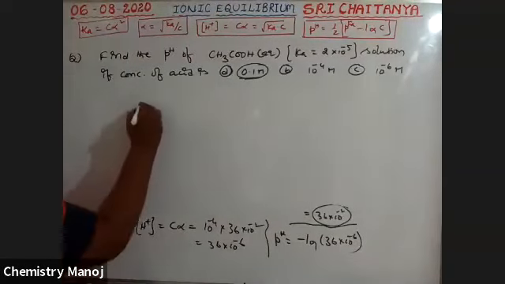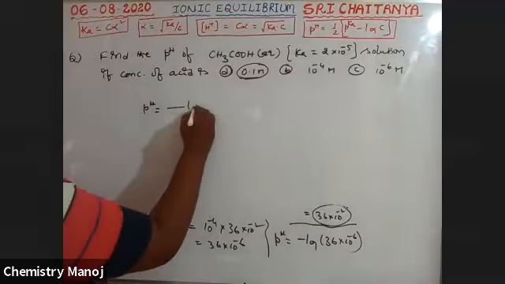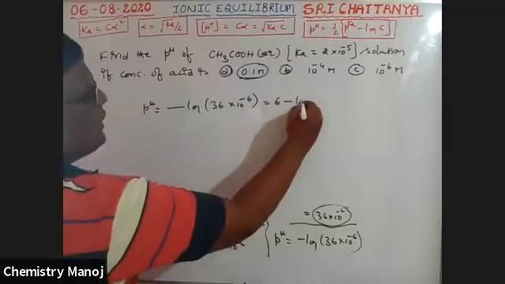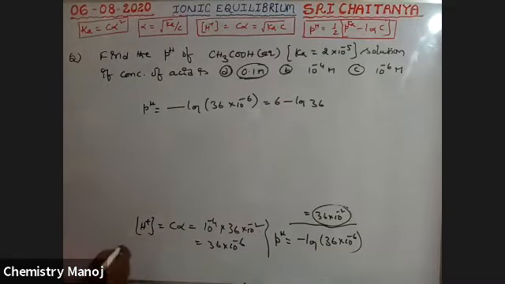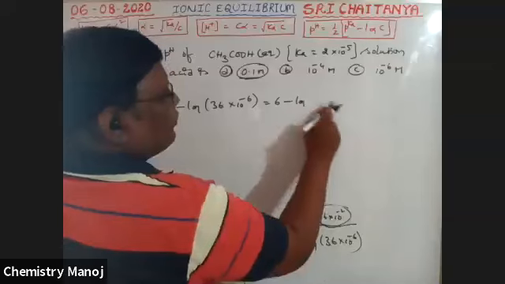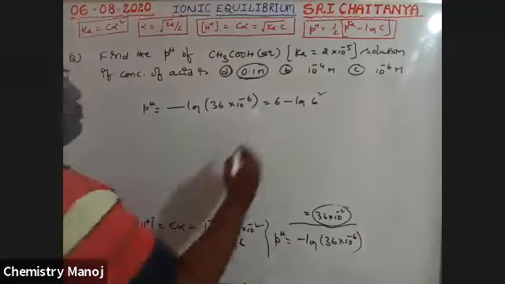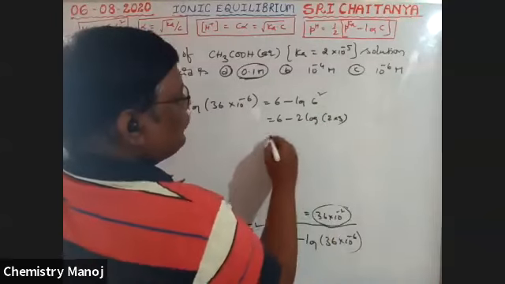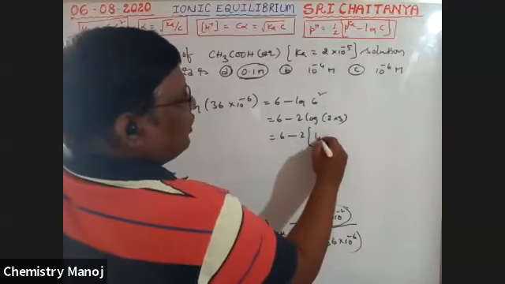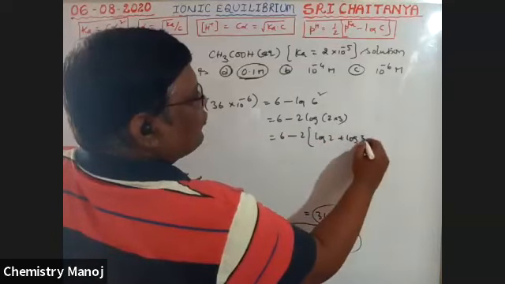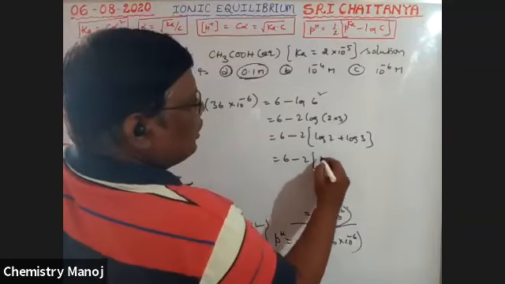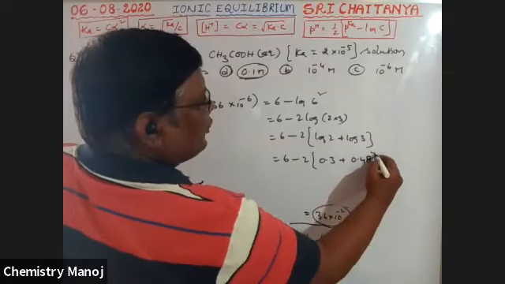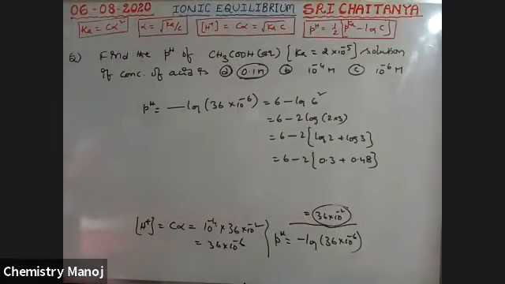That is pH is equal to minus log 36 into 10 power minus 6, which is equal to 6 minus log 36. Log 36 means 6 square. That is equal to 6 minus 2 log 6, 2 into 3. That is 6 minus 2 into log 2 plus log 3. That is equal to 6 minus 2 times log 2 (0.30) plus log 3 (0.48). Log 3 is 0.48.